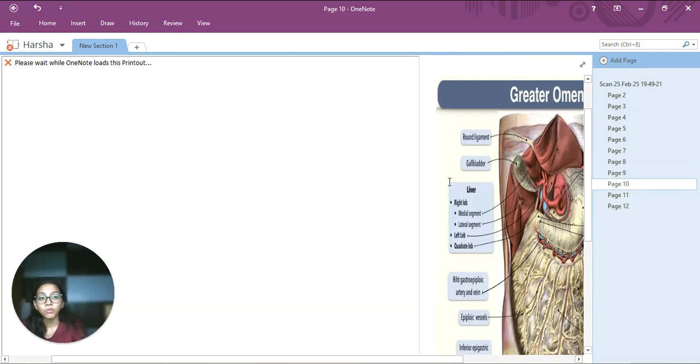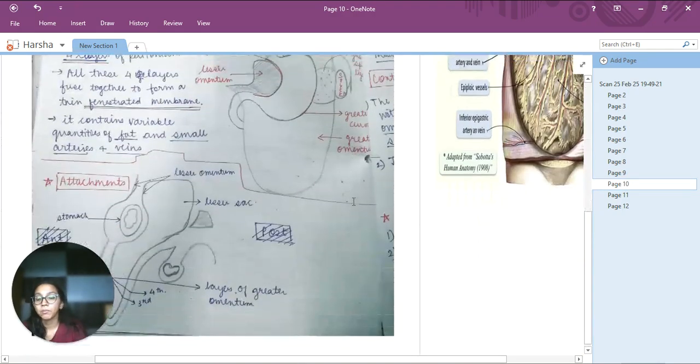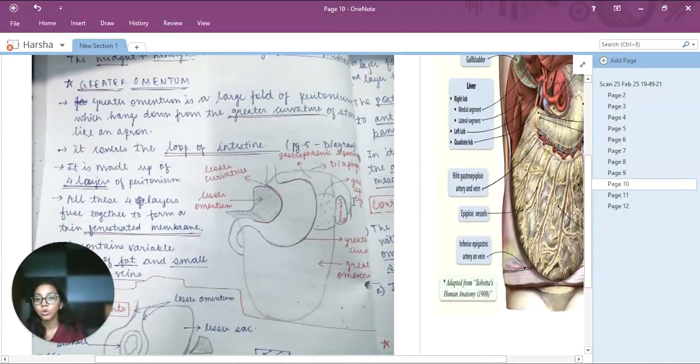Now moving forward, what is omentum? Okay, so omentum is basically divided into two parts. One is greater omentum and one is lesser omentum. So what is greater omentum? Greater omentum means it is a large fold of peritoneum. It is a kind of peritoneum, but it is a fold of peritoneum, which is what?